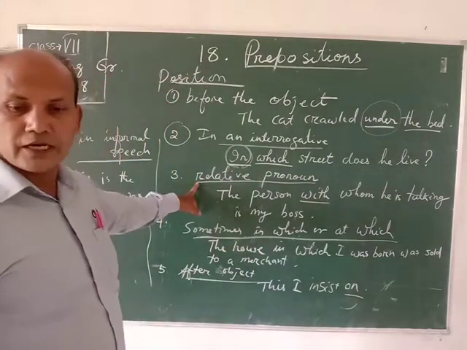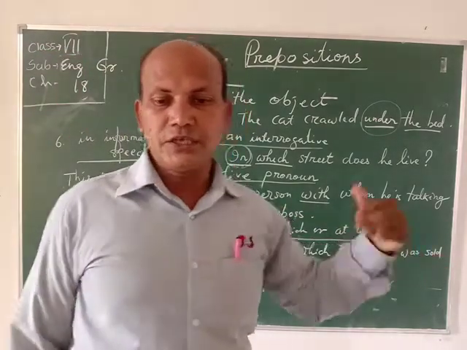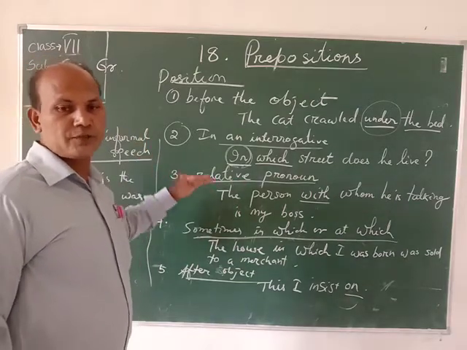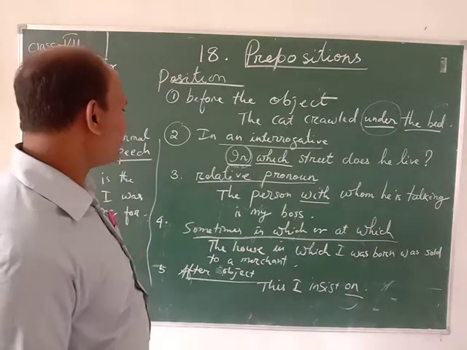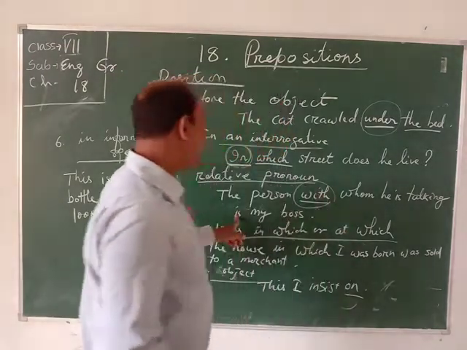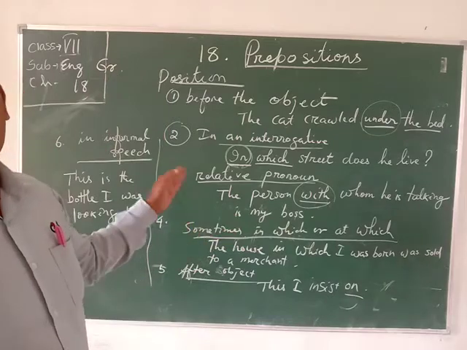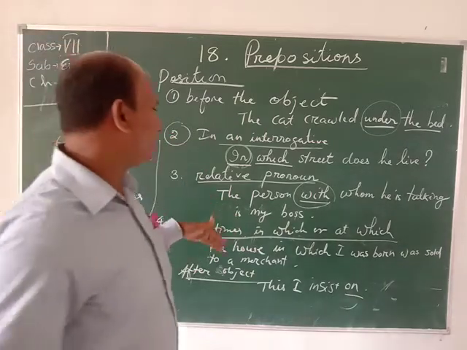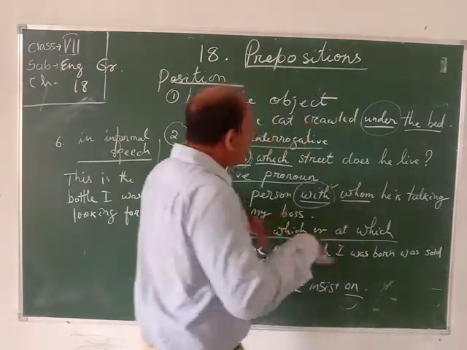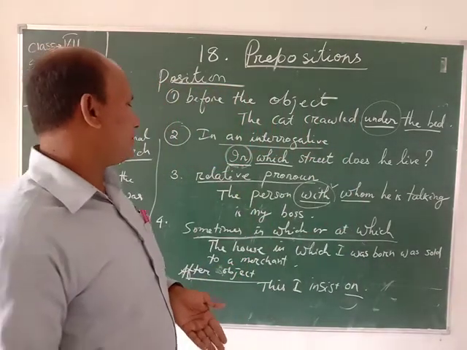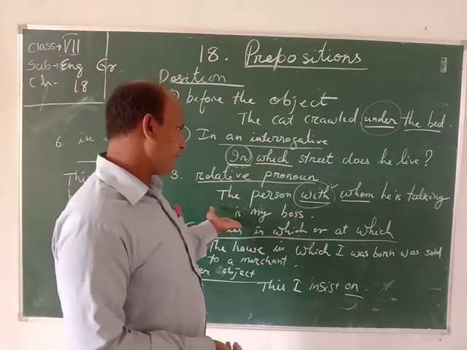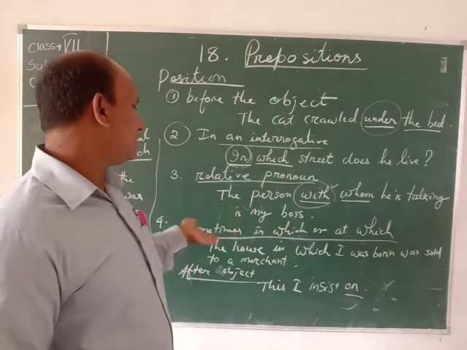Third point: in a statement, the preposition can be placed before the relative pronoun or at the end of the statement. The person with whom he is talking is my boss. Here you can see the statement. The preposition can be placed before the relative pronoun. The relative pronoun is whom. The person with whom he is talking is my boss. The person you were talking to is my boss.